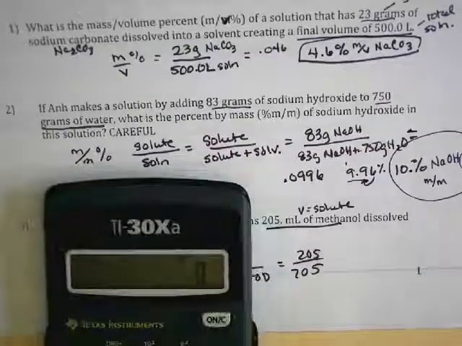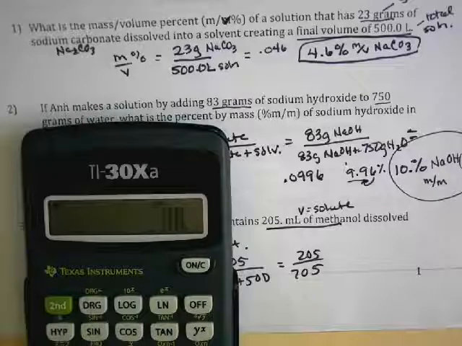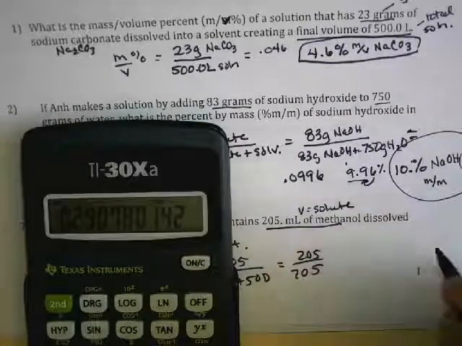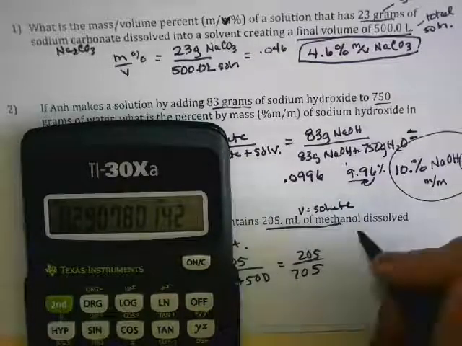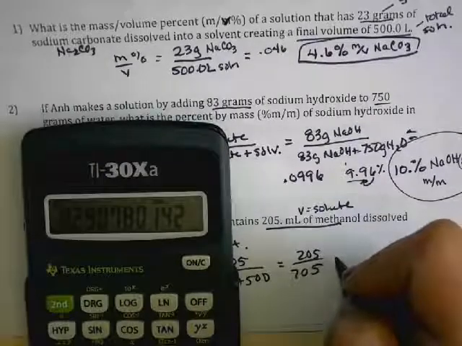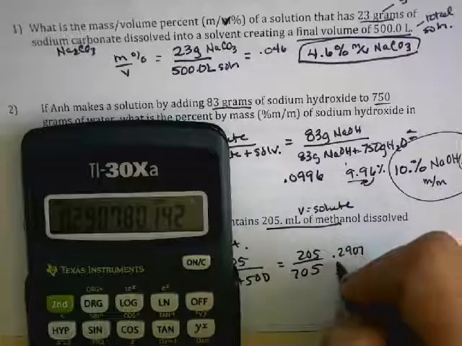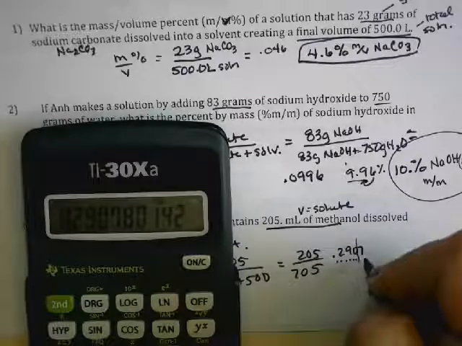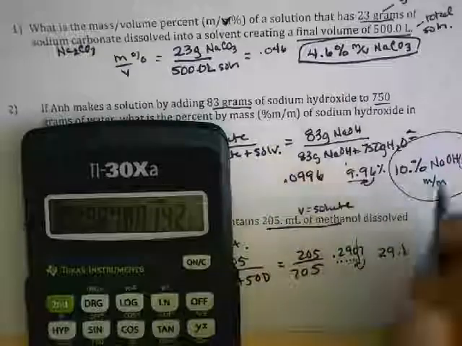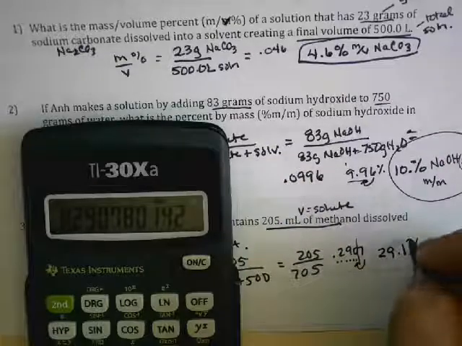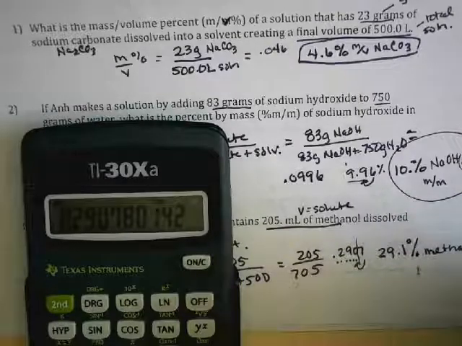Calculator. Let's see what our calculator is going to give us for this one. 205 divided by 705. And we get 29%, nice clean number, or no, we need 3 significant figures this time. So we're going to say 0.2907. We need 3. So this matters. We'll get 29.1% methanol.